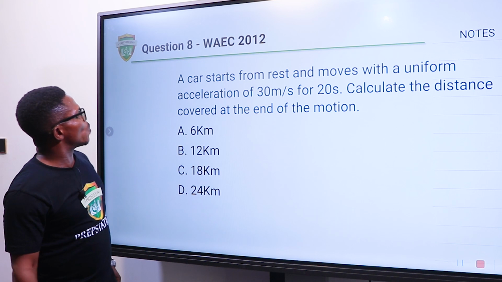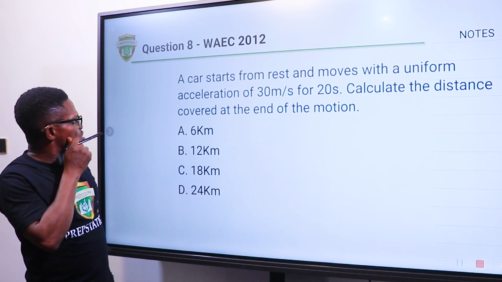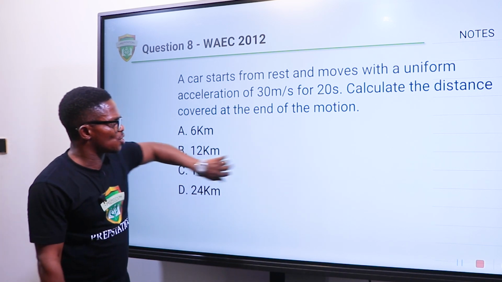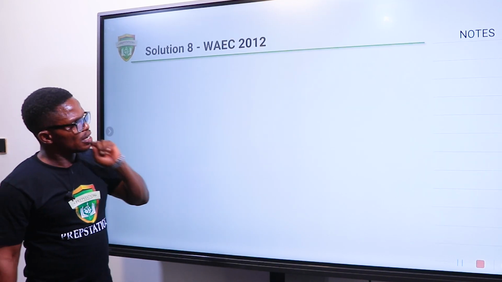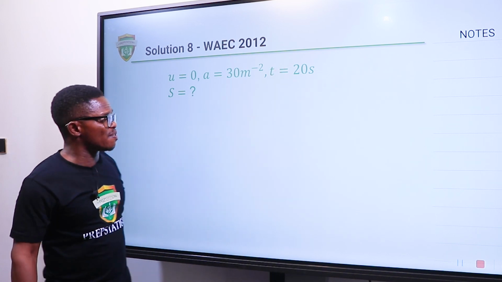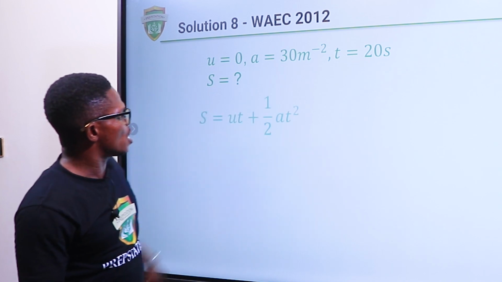And then question number 8: a car starts from rest and moves with a uniformly accelerated motion. Calculate the distance. All right, the answer is 6 kilometers. Let's find out. Now, what is step 1? Outline all the information given in the question. Then step 2, find out which formula will deal with this.